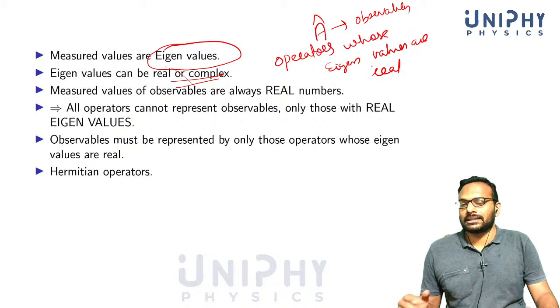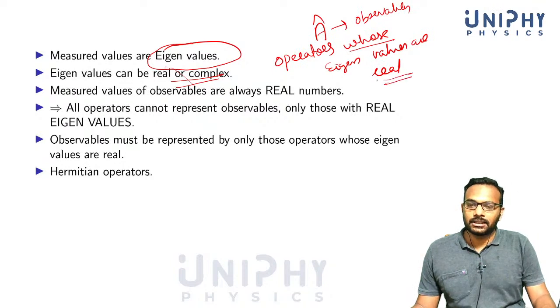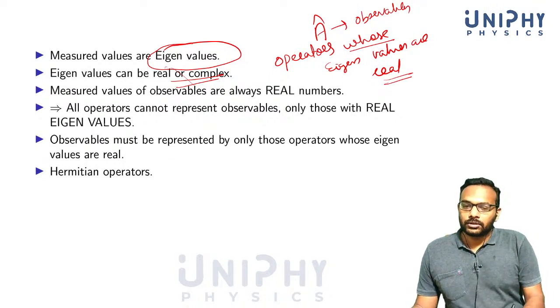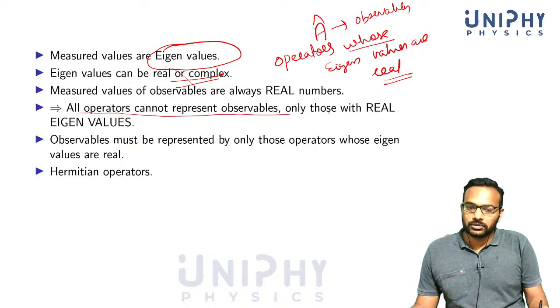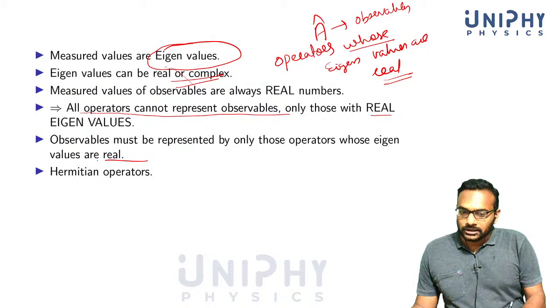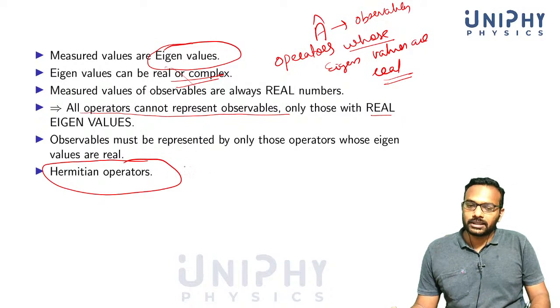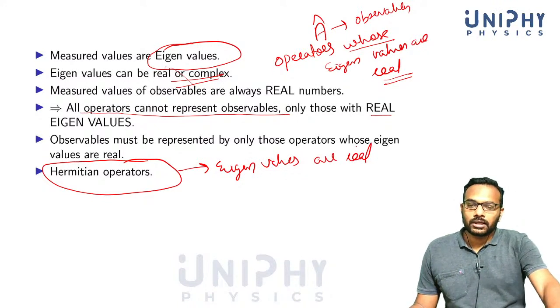So if you want to represent the measured values by eigenvalues, you should take only those operators whose eigenvalues are actually real. So we conclude that all operators cannot represent observables, only those with real eigenvalues. Such operators, if you look at the mathematics textbook, are a class of operators called Hermitian operators, whose eigenvalues are always real. So this is what we mean: Hermitian operators, eigenvalues are real.